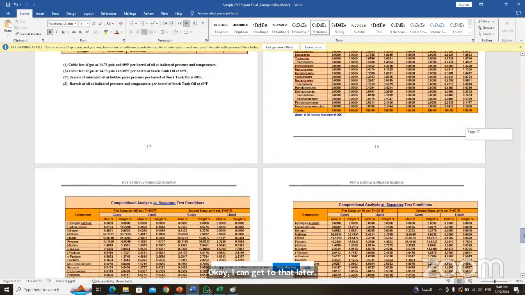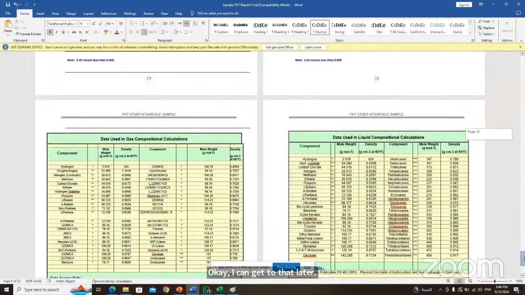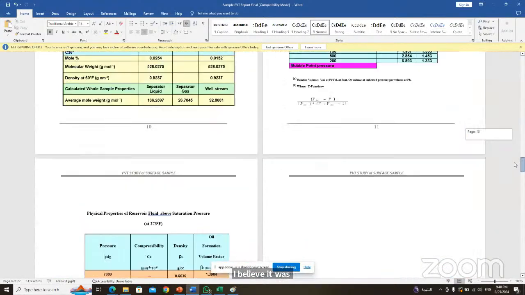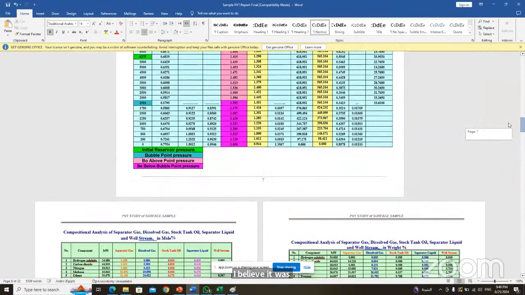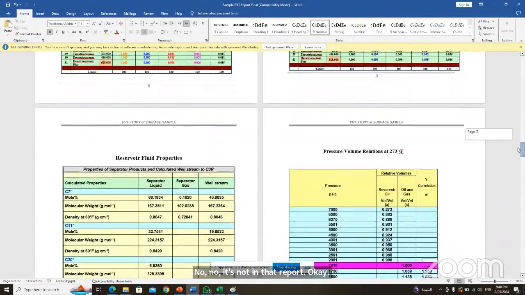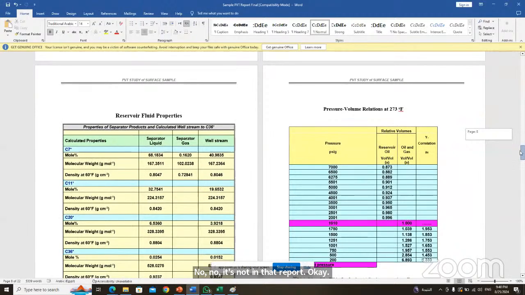I believe it was... no, it's not in that report. Okay, we can get to the Hoffman plot later.